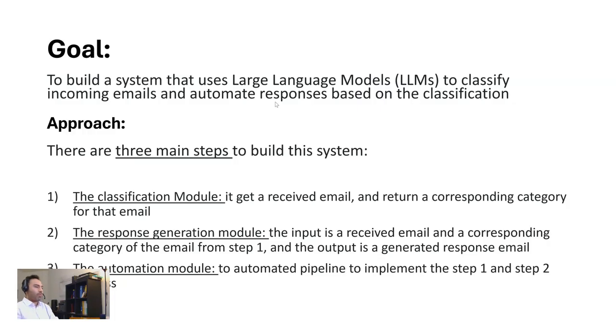The second module is the response generation module. The input to this module is the incoming email text and the corresponding category of the email from step one, and it generates the response email using an LLM. And the third module is the automated pipeline to implement and combine step one and step two.